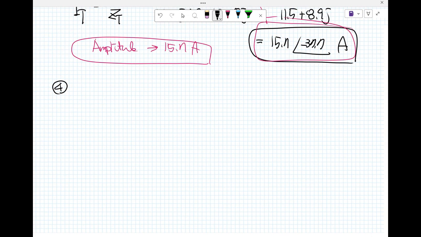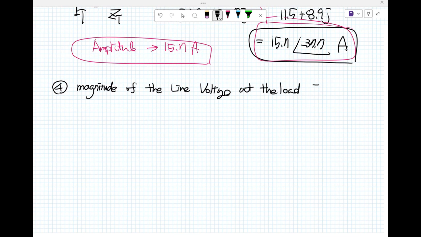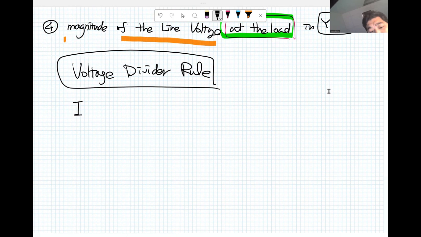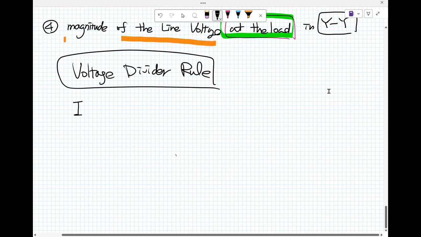What is the magnitude of the line voltage at the load in Y to Y connections? Yeah, this is a key point. At the load. What does that mean? Go back to the Y connection here. All right, right there. So this is maybe at the load, right? This is the transmission. Yeah, this is the load part.